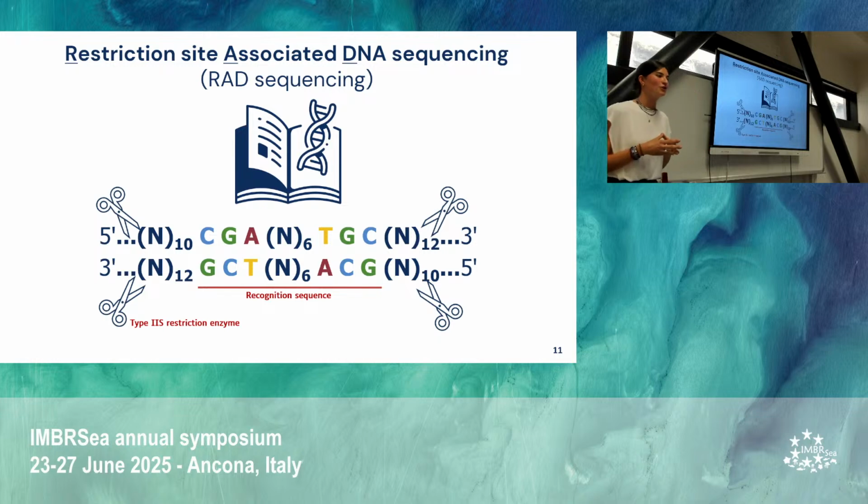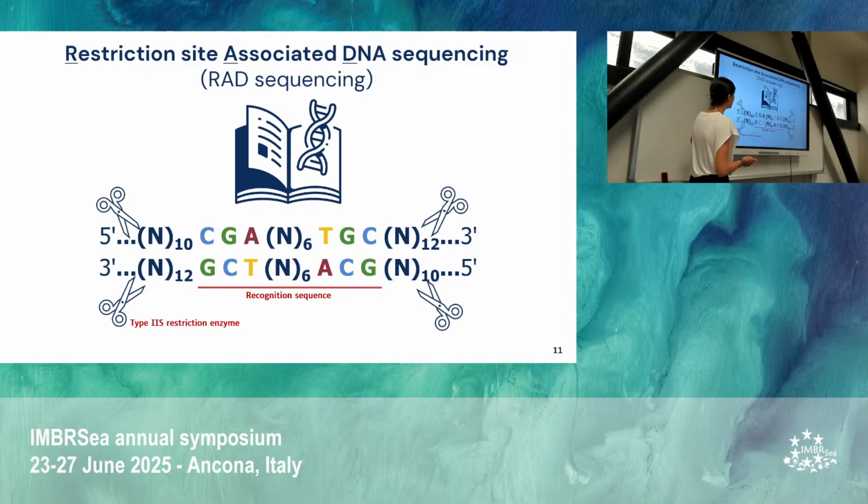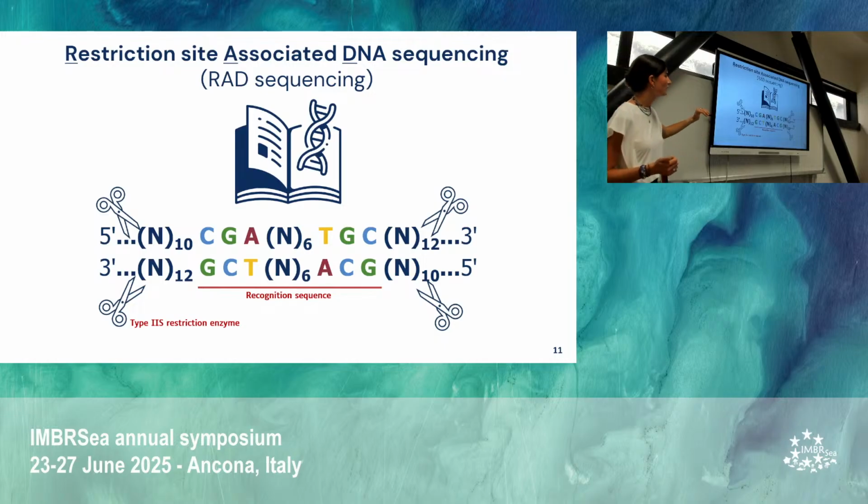Obviously, it's not possible to sequence the entire genome. It's way too expensive. So in our case, we applied restriction site-associated DNA sequencing, which uses a restriction enzyme to cut the DNA at specific parts of the genome. Every time it sees that recognition sequence, the enzyme will cut the DNA, and we will end up with short and uniform fragments for each of our individuals.